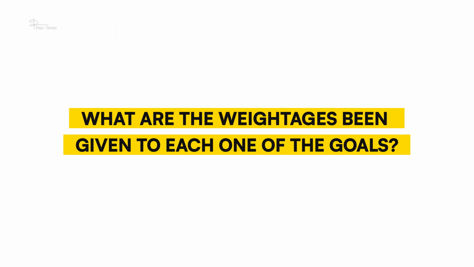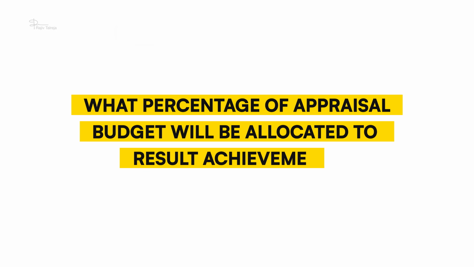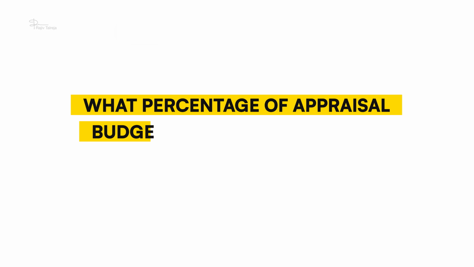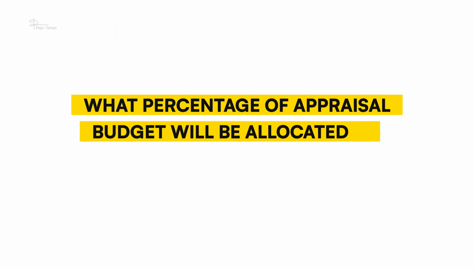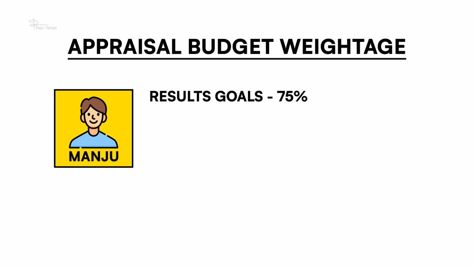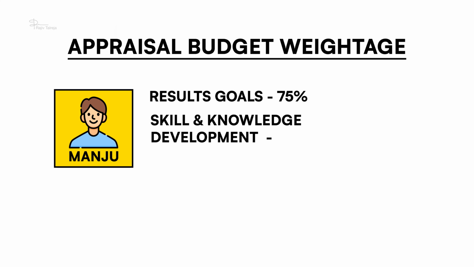Now, while I define these goals, I also need to define for Manju what are the weightages to be given to each one of these goals. What percentage of his appraisal budget will be allocated to his result achievement? What percentage of his appraisal budget will be allocated to his skill and knowledge growth? And what percentage of his appraisal budget will I allocate to his attitude fitment? Because I can't divide the appraisal budget into 33% for an individual. That would be unfair. Obviously, for me, the higher priority is the results he achieves in his goals. So probably I may attribute, say, about 75% to that, and probably skill and knowledge development in his job role is the second big priority for me, and I may attribute 15% for that and 10% for his attitude fitment.